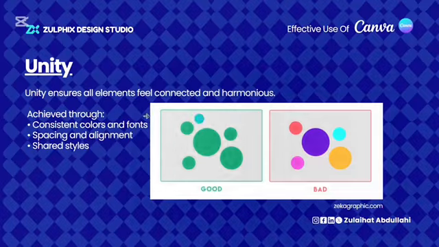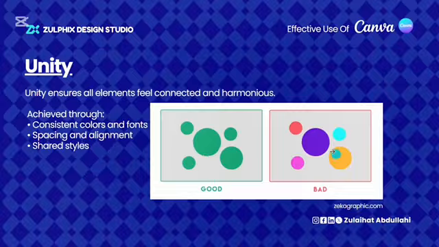And we have unity. Unity ensures all elements feel connected and harmonious, and it is achieved through consistent colors and fonts, spacing and alignment, and shared styles. Like here, all of them are of the same color, and they are all unified. They are all related here by the fact that they are all of the same color. While here, it is the same as this, except that the colors are scattered. So there's nothing unifying them.